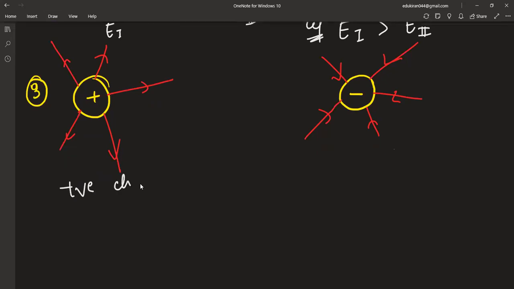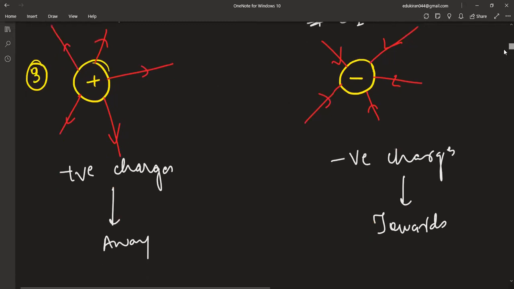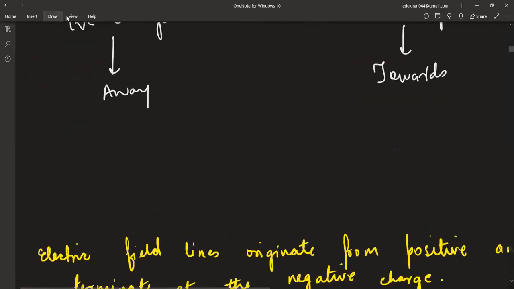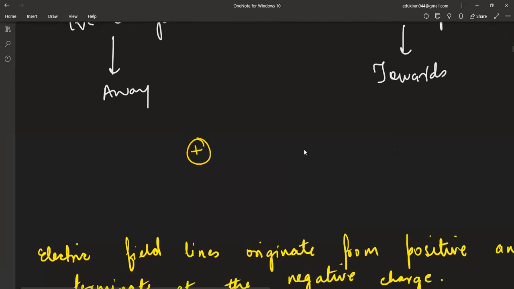If you have positive charges, simply move away from the charge. If you have negative charges, simply move towards the charge. But what if they both are kept together? Right now, they both are separated. Suppose both the charges are kept together. This is the positive charge, this is the negative charge.